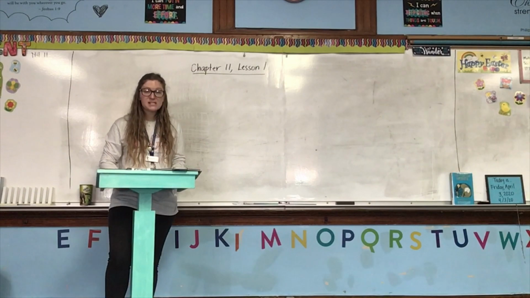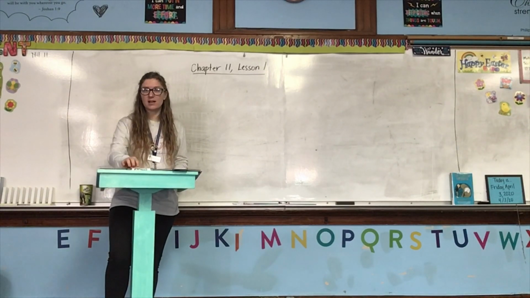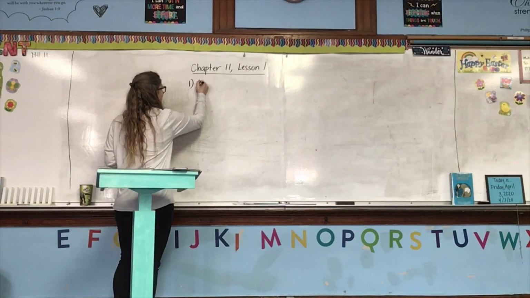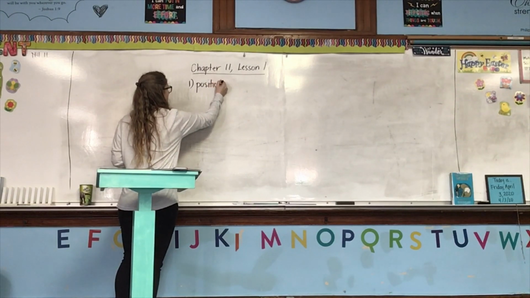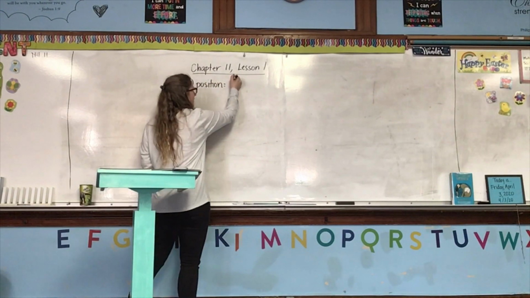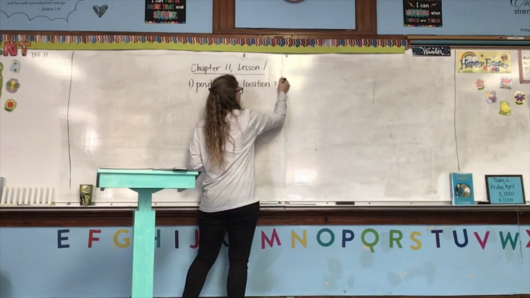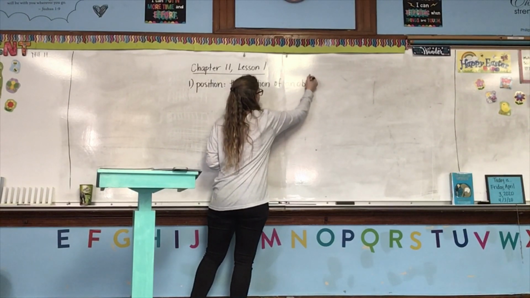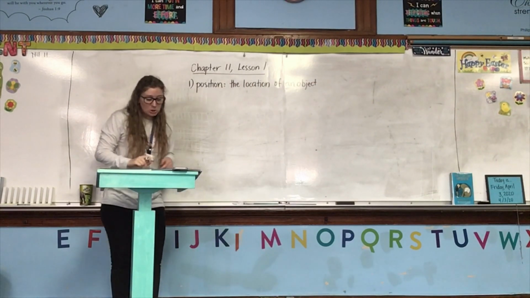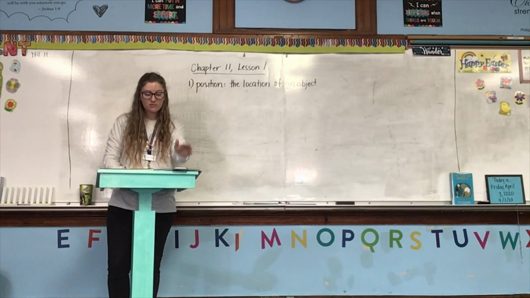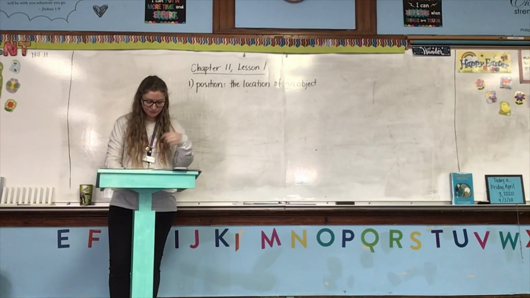Let's keep reading. Position. How can you tell if something is in motion? You look at its position. Position is the location of an object. We're going to add that as a vocabulary word. So, number 1 is the word position, and it is the location of an object. So right now, the position of my cell phone is on my podium, facing up, and it is still.